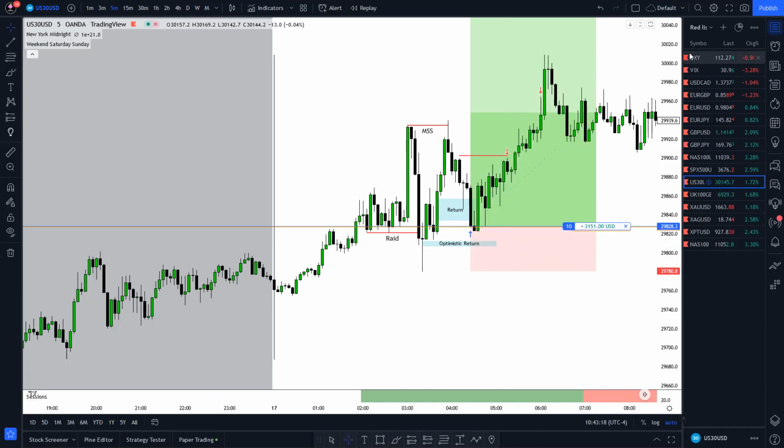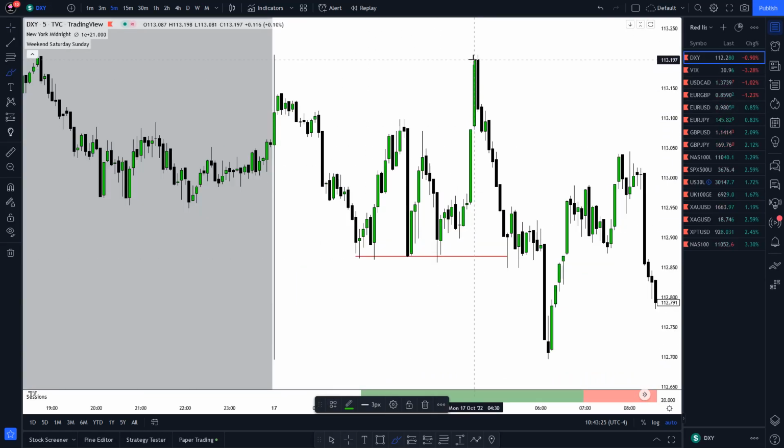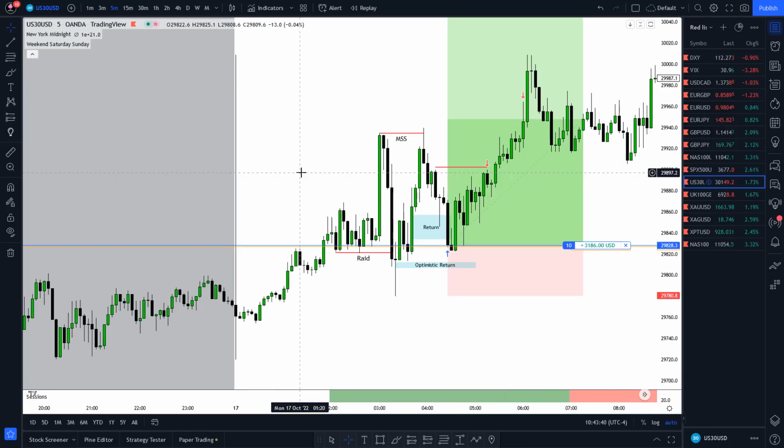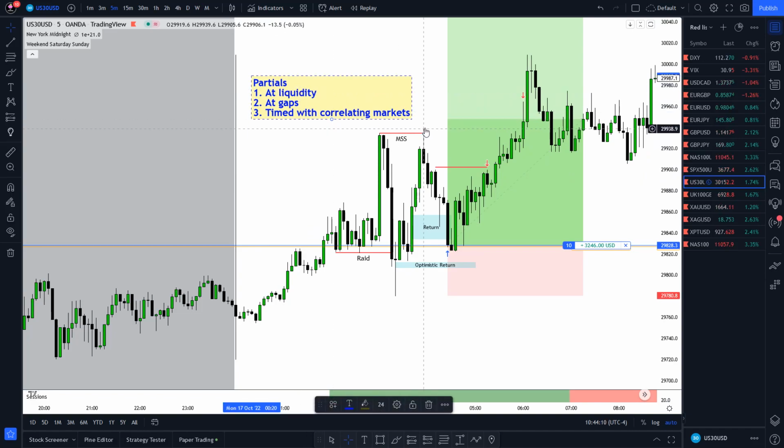And if we have a look at the DXY, if you remember, we were aiming for those equal lows. And right when DXY decided to dump, right when it touched those equal lows, you can see what time it was: 5:15. So this is another way you can take partials, because usually I mention that I take it at areas of liquidity, so different swings and areas with gaps. However, in this one, we took it off when we timed it with a correlating market, so when the DXY reached an area of liquidity.